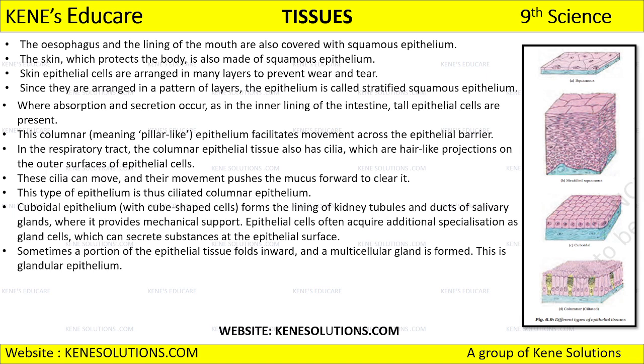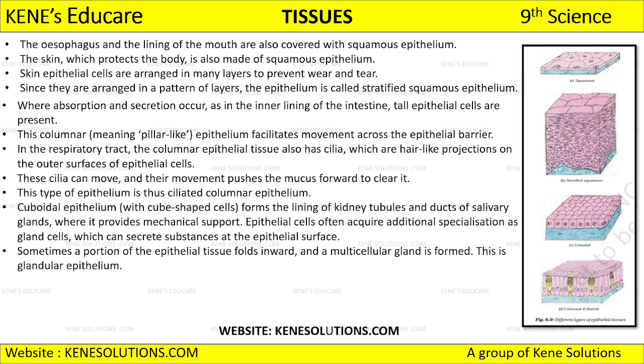Can you see the second structure of the epithelial tissue? Because they are present in a pattern of layers, we call it stratified squamous epithelium. Where absorption and secretion occur, as in the inner lining of the intestine, tall epithelial cells are present, and there is a columnar, meaning pillar-like, epithelium, which facilitates the movement across the epithelial barrier.